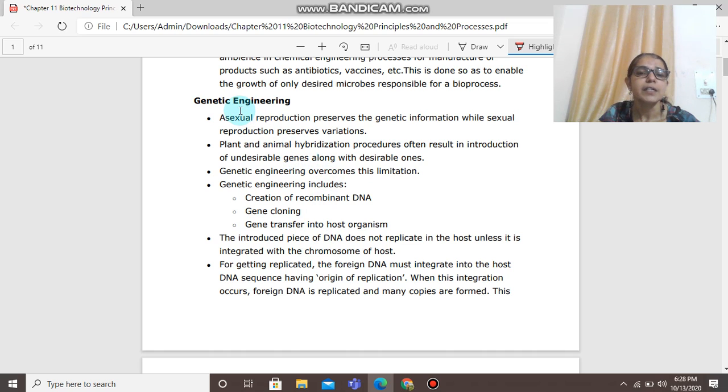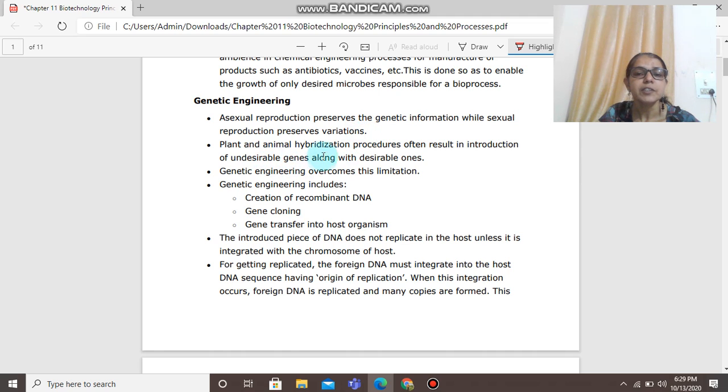Now the first thing is genetic engineering. Before starting genetic engineering, we know that there are two types of reproduction. One is asexual reproduction and the second is sexual reproduction. What is the difference between these two? Obviously, asexual reproduction does not create variation. It means that it will preserve the genetic information, while sexual reproduction preserves the variation. This is the fundamental difference between these two.